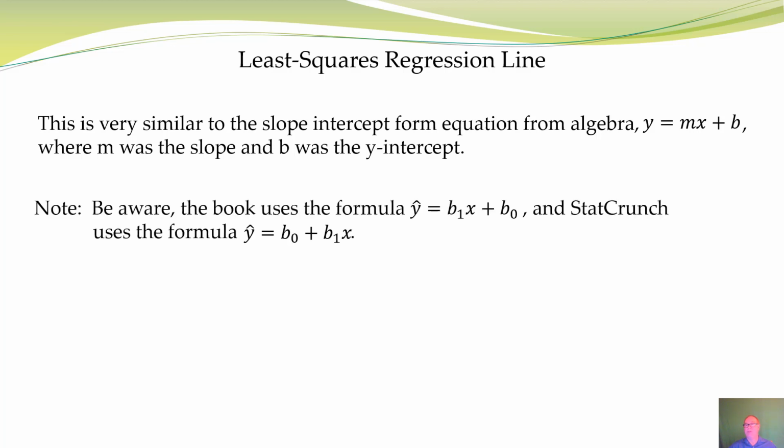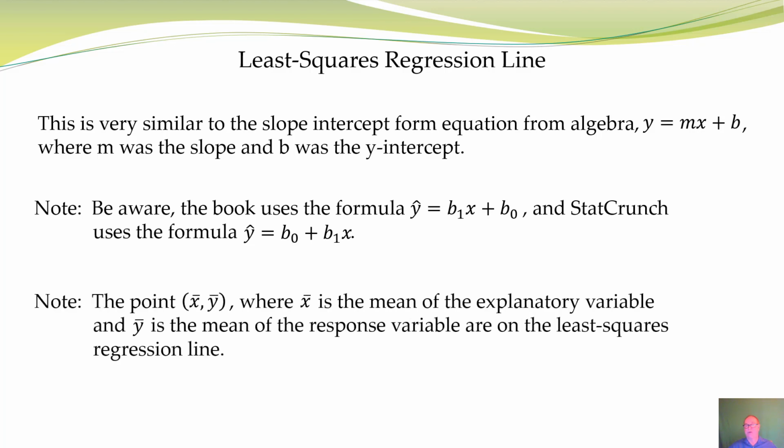Be aware, the book uses the formula y hat equals b1x plus b naught, and StatCrunch uses the formula y hat equals b naught plus b1x. They are the same formula, just written in different forms. Also note the point x bar, y bar, where x bar is the mean of the explanatory variable and y bar is the mean of the response variable, are on the least squares regression line.